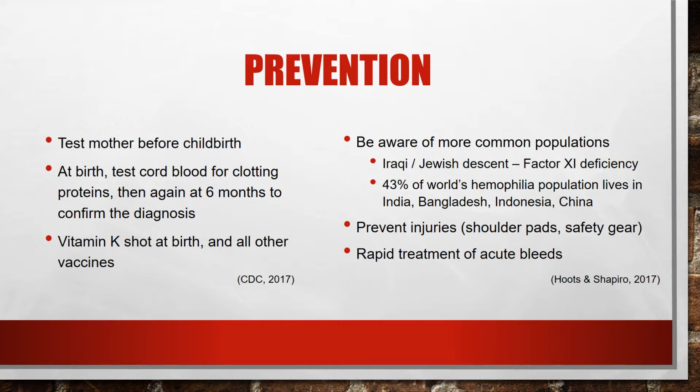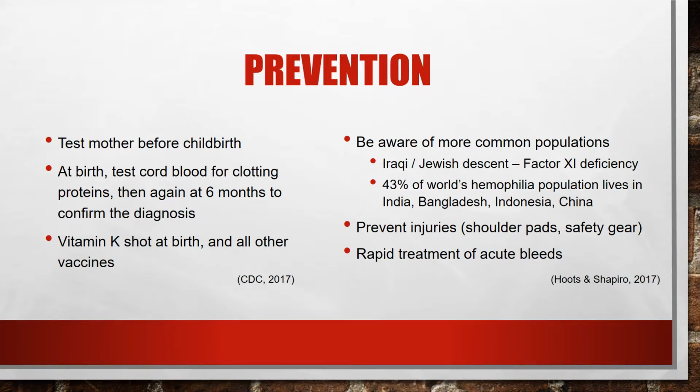At birth, we test the cord blood for clotting proteins, and then we do test them again at the 6-month mark to confirm the diagnosis. Some factors do take time to develop, so it's important to check them again at the 6-month mark and make sure that we've got that definitive diagnosis.